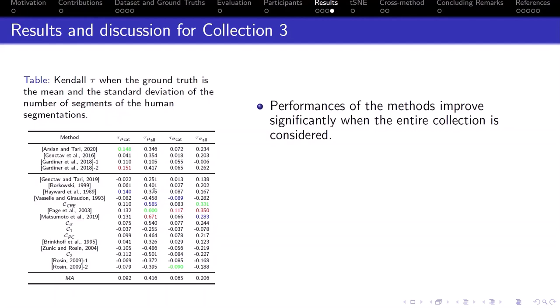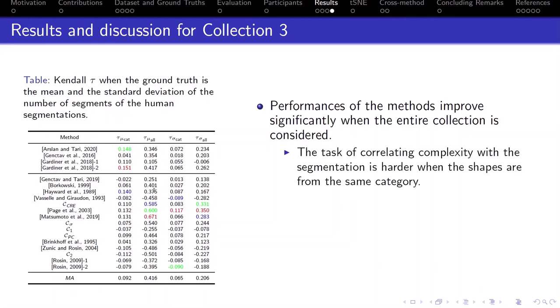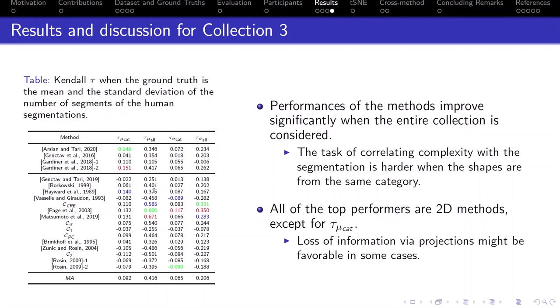We can say that performances of the methods improve significantly when the entire collection is considered. From this we can say that the task of correlating complexity with the segmentation is harder when the shapes are from the same category, which might be expected. And we see that all of the top performers are 2D methods except for tau mu category, and this might mean that loss of information via projections might be favorable in some cases.